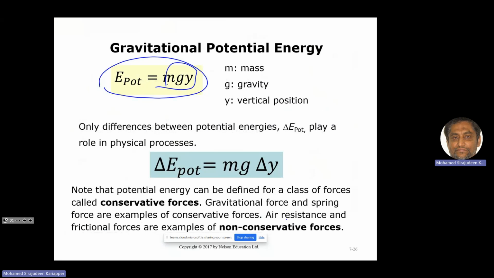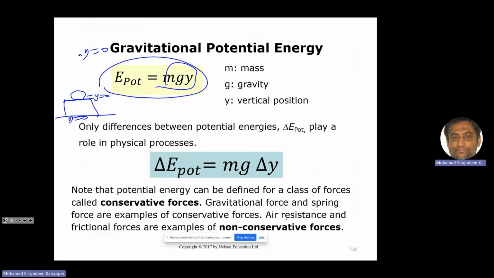You can choose Y equal to 0, say for a book sitting on the table. You can put the Y equal to 0 at the table, or you can put the Y equal to 0 at the surface of the Earth, or you can put the Y equal to 0 somewhere even above the object. It is somebody's choice. Y is arbitrary. Arbitrary means it's not fixed. It's up to your convenience.